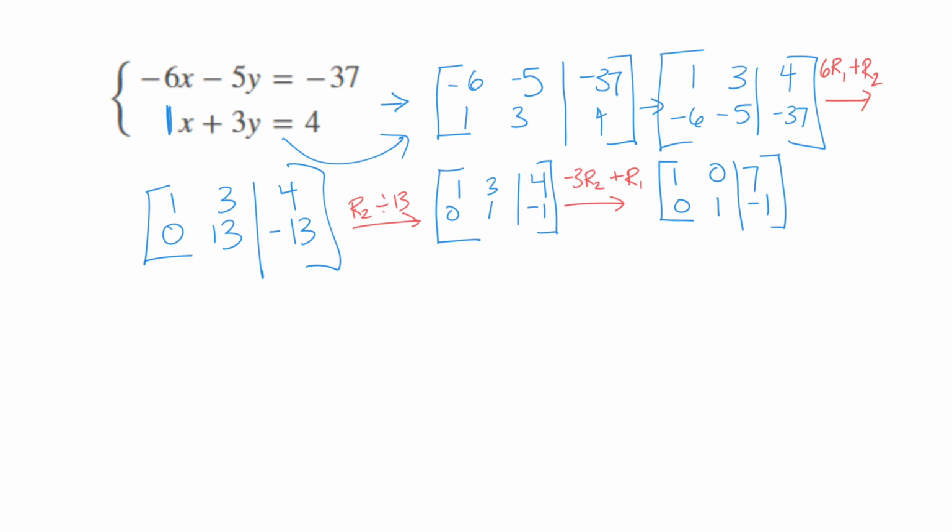There's our reduced row echelon form. And remember what this simplifies to then is that x will equal 7 and y will equal negative 1. And you would enter that as an ordered pair. All right, so that's the gist of what we're doing. And we need to get pretty good at this version. So I'm going to try one more of these.